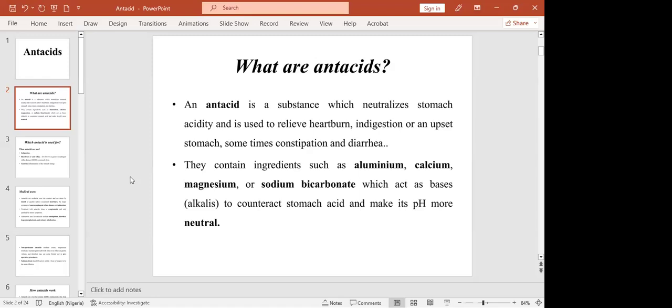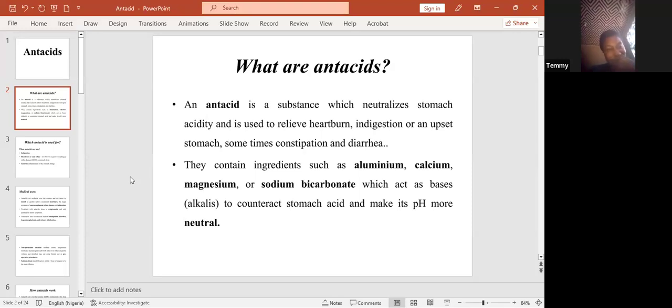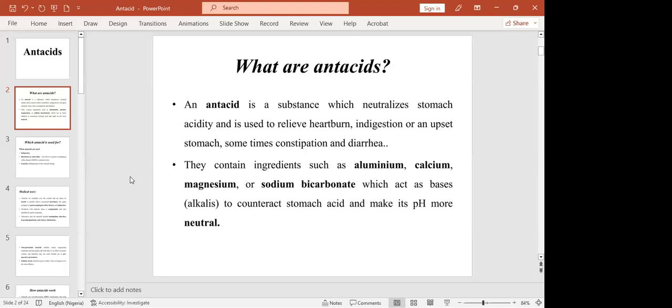What is a neutral pH? Tell me, what's a neutral pH? It's chemistry, we'll call your chemistry teacher today. 5 to 6? Eh? If you say this pH is neutral, what is the number?